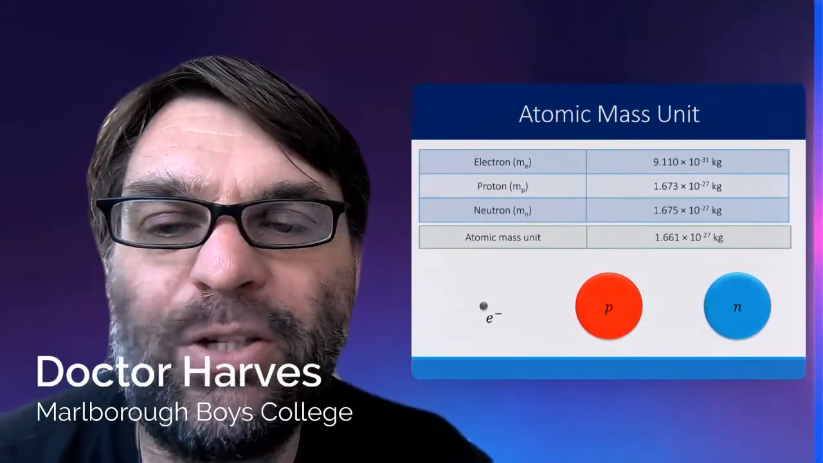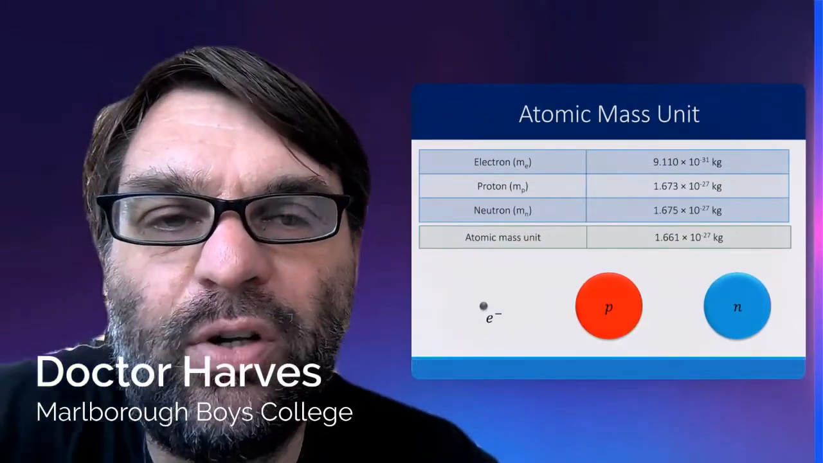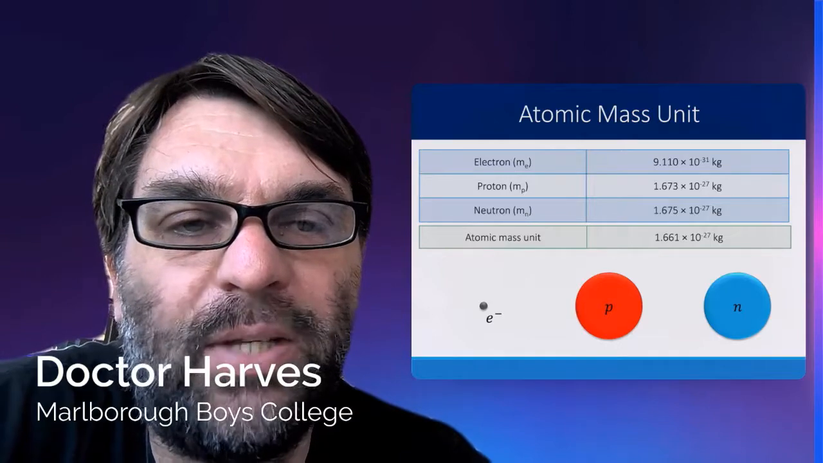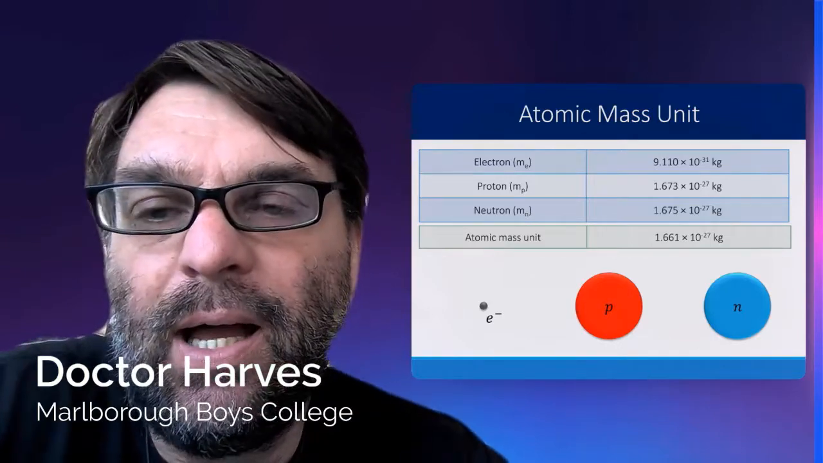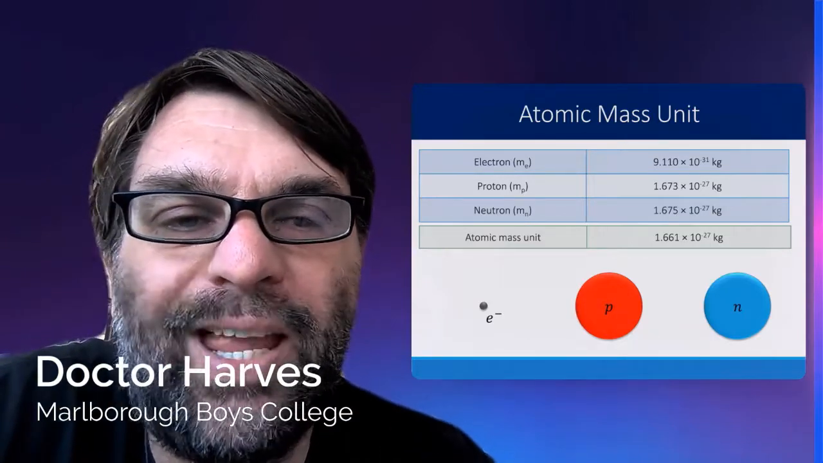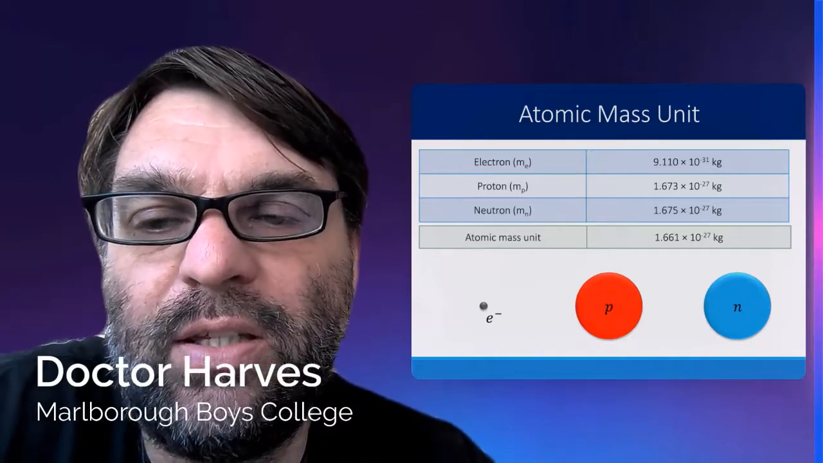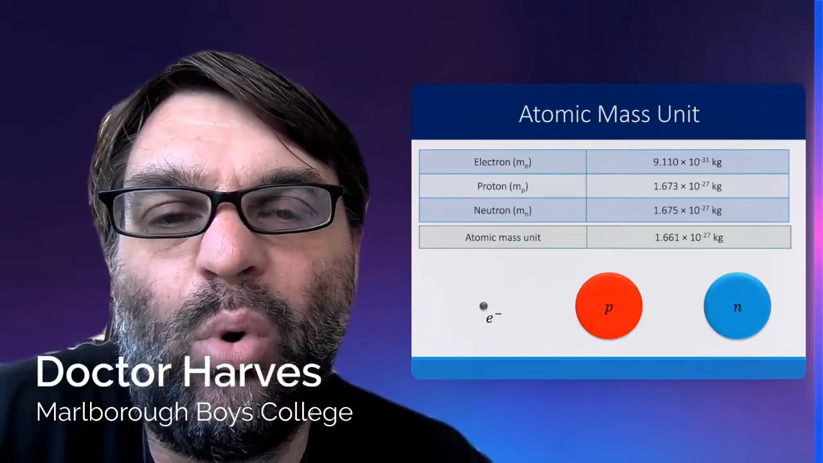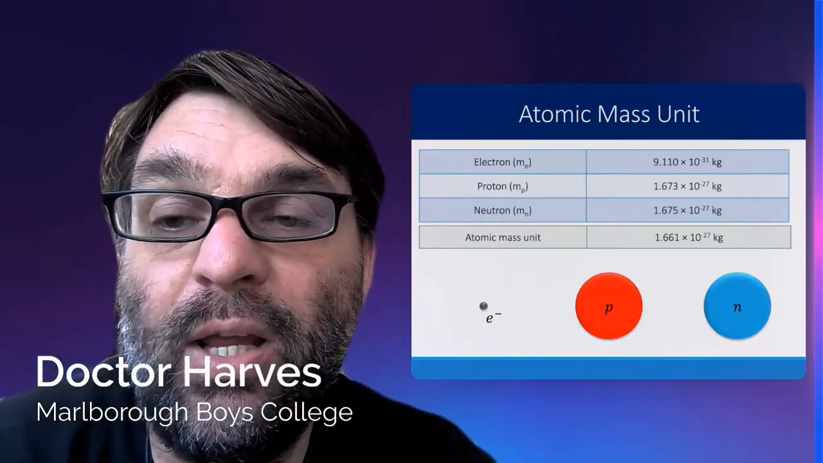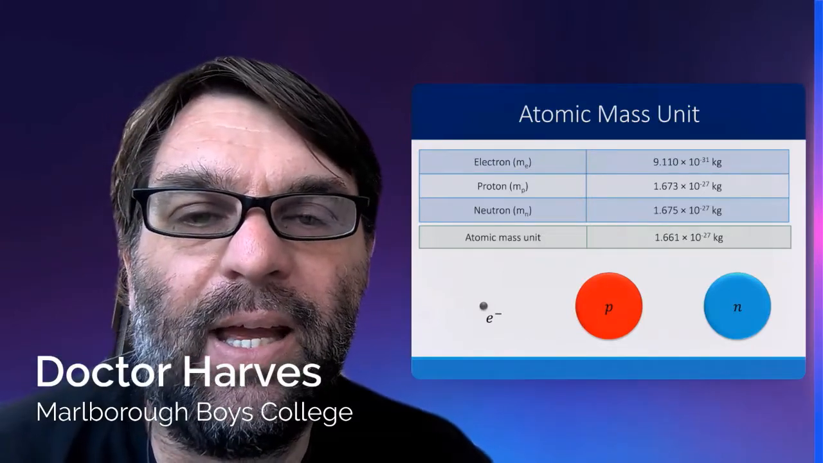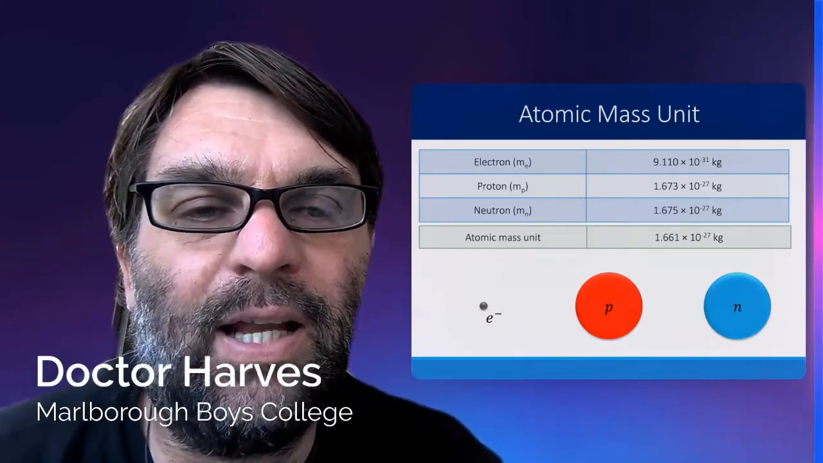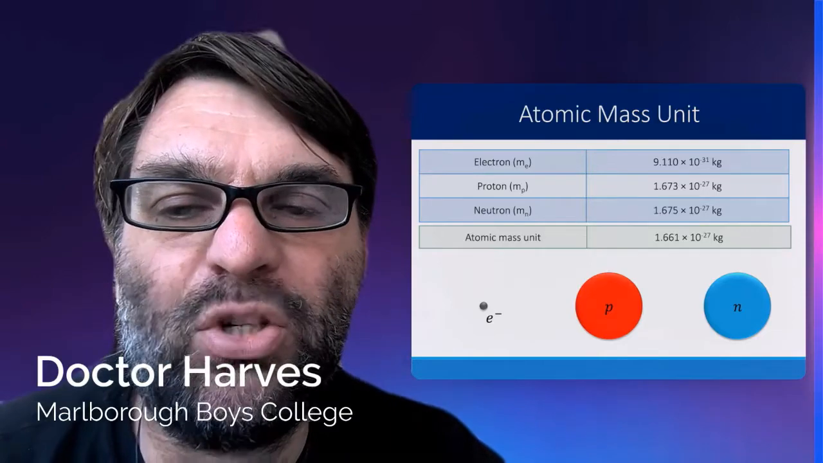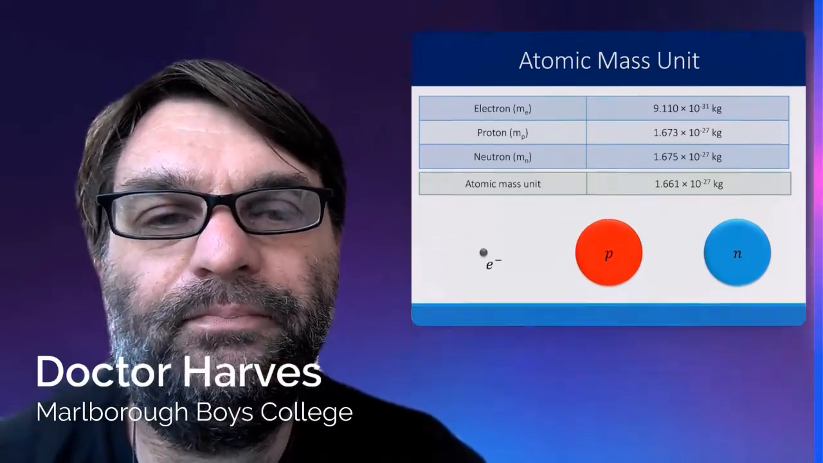So in terms of atomic mass unit, we also have to know the mass of the electron. Okay, so it's about 9.1 times 10 to the negative 31 kilograms, which is a lot lighter than the proton and neutron. And you can see the neutron's mass is slightly more than that of the proton, because it's seen essentially as being a proton plus an electron. And then we also have the atomic mass unit we've just calculated.